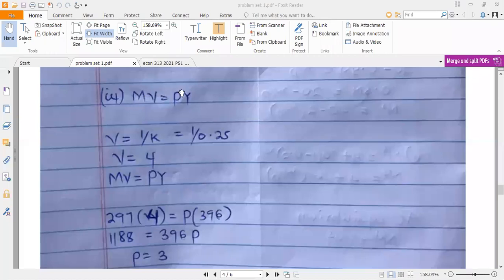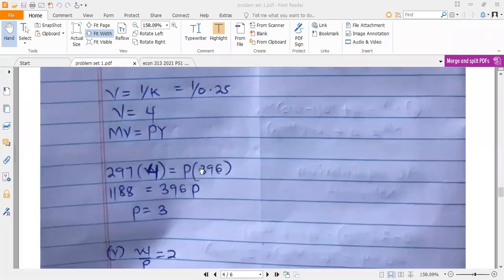So from the equation of exchange, from the question, the money supply was 297. So 297 times V, which is now 4, should be equal to P times our real output, which we just had as 396. So now we have a linear equation in terms of P. If you want to find P, you just divide through by 396. So this is the value of P, the general price level.